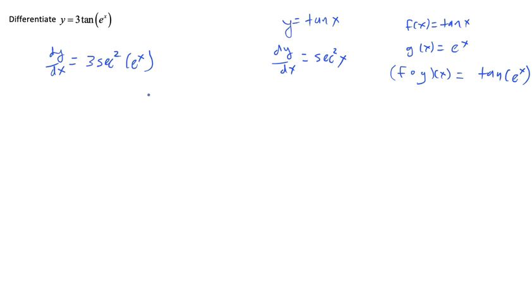Okay. But then what's the next step here? Right? By the chain rule, we have to take the derivative of the inner function. And in this case, the derivative of e to the x is just e to the x. Okay, so if we just rearrange the terms here, we get 3 e to the x secant squared of e to the x. And this would be the derivative.